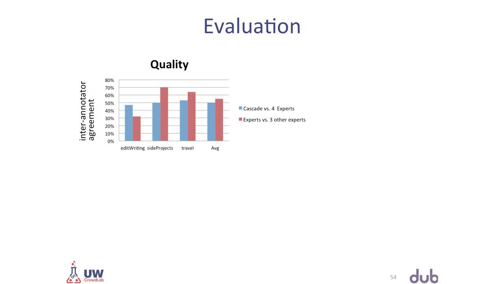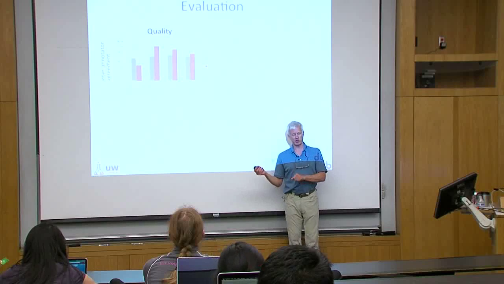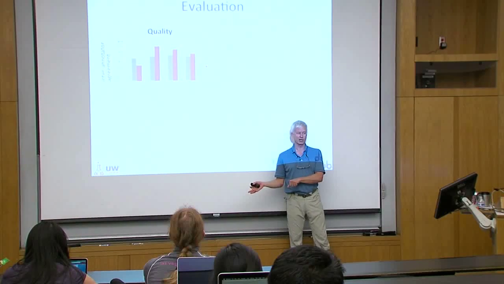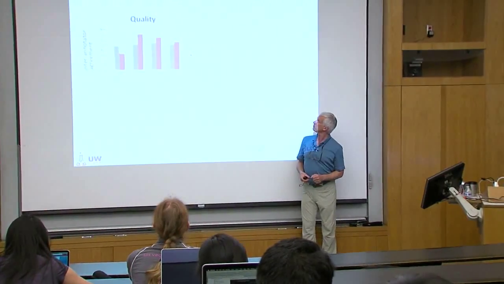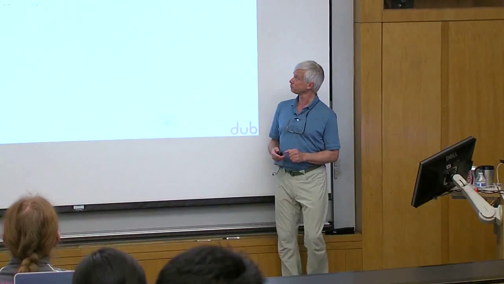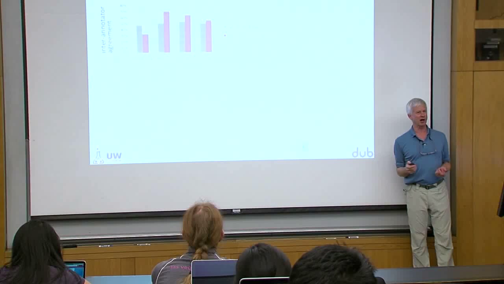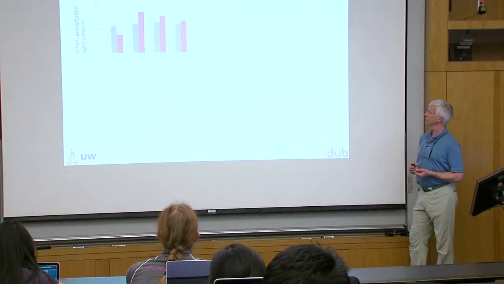In her evaluation, she looked at a number of different domains and measured inter-annotator agreement between the categories that her system produced and categories that experts produced, experts in this case being grad students in the information school. And you can see that the inter-annotator agreement between experts isn't that good. In fact, in some domains, Cascade agreed with the experts more than people agreed with people. Not always, but overall, it's pretty good quality.